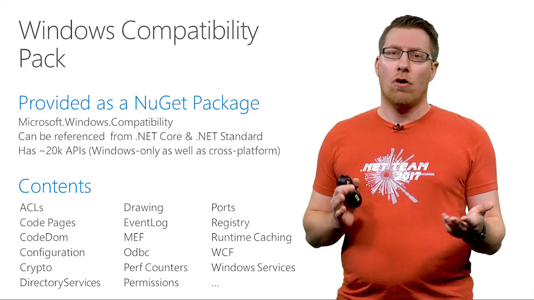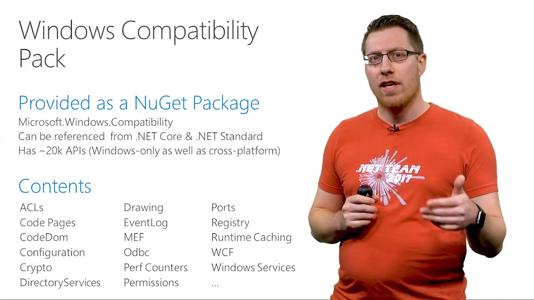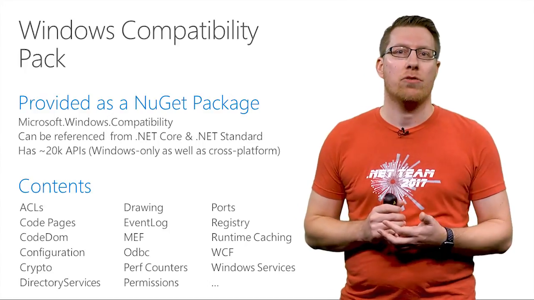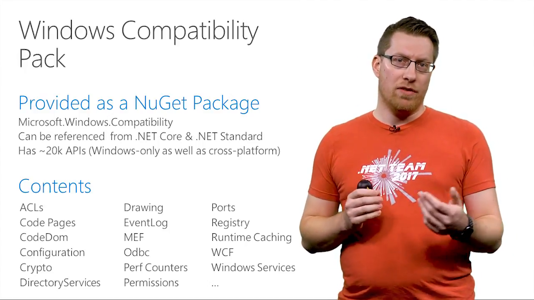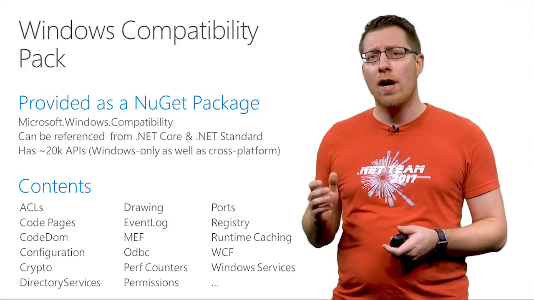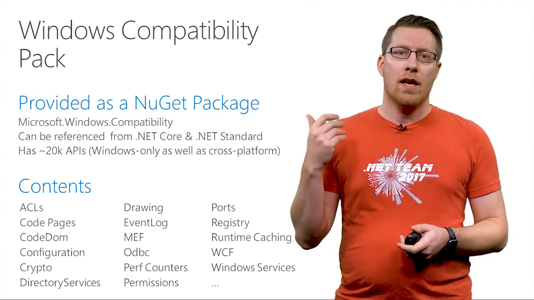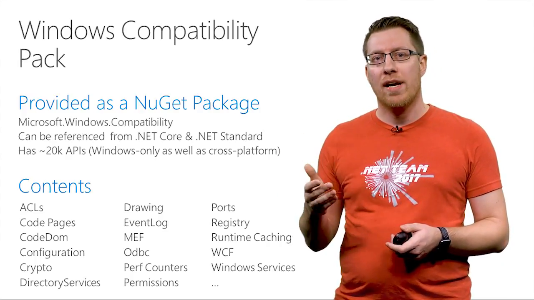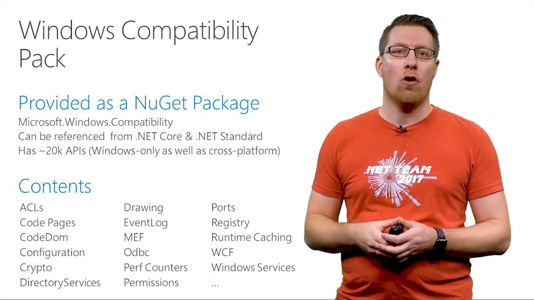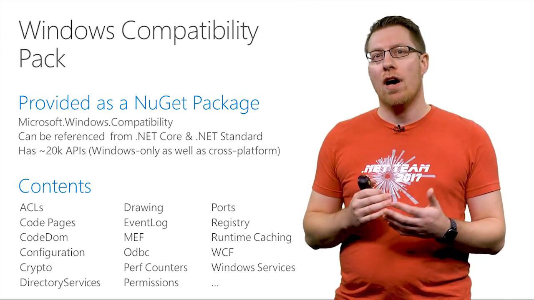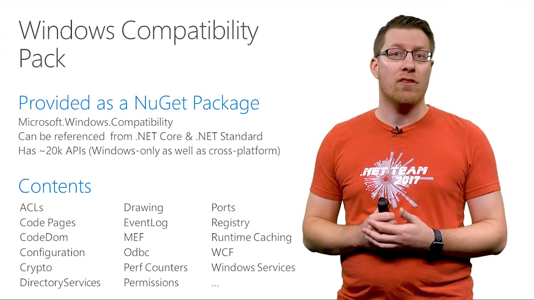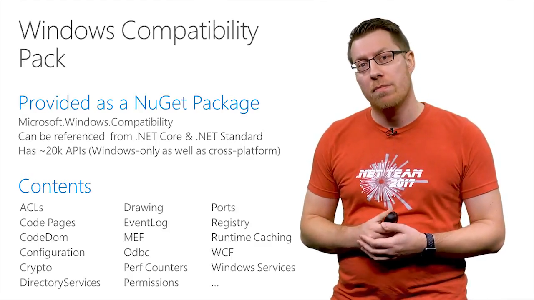And the nice thing is it's all deployed as a NuGet package. So referencing it is very simple. It's a single NuGet package you can reference, and then you get access to all these APIs. Content-wise, it has the usual suspects: Windows access controls, code pages, CodeDOM, and so on and so forth. We have a whole bunch of stuff in there that many of you asked us for, and we are probably continuing to add even more APIs depending on what the feedback is going to be.